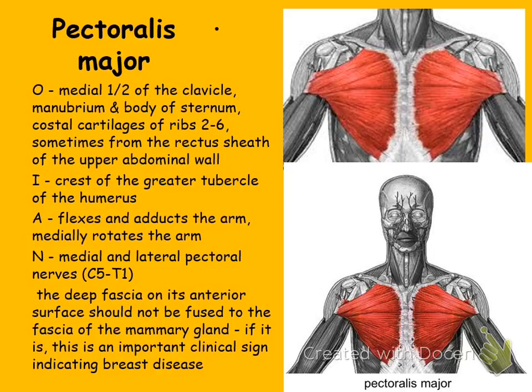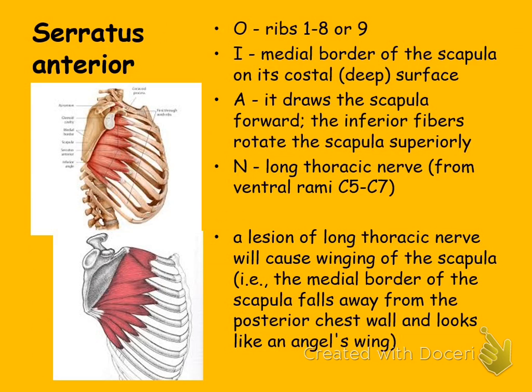Sometimes we use this to look for breast disease too. If the surface is fused to the fascia of the mammary gland, that can indicate that there's breast cancer present underneath it, pushing the fascia apart. Also, this comes into play with breast implants too. You have to work around the pectoralis major to make sure that they have them properly positioned.